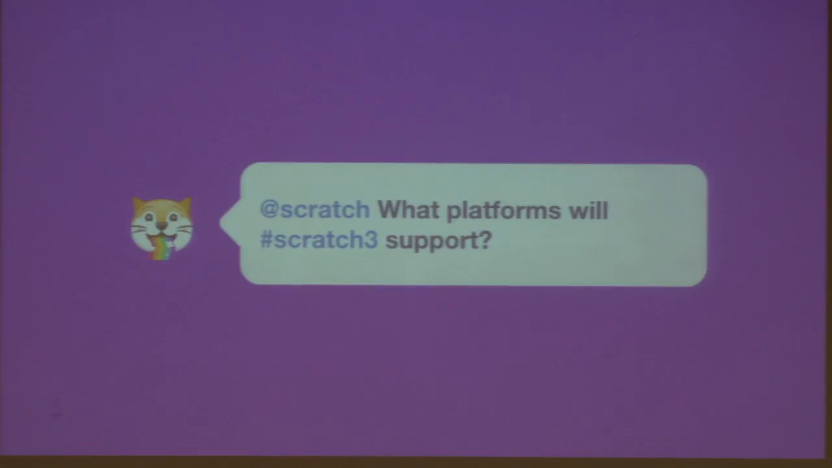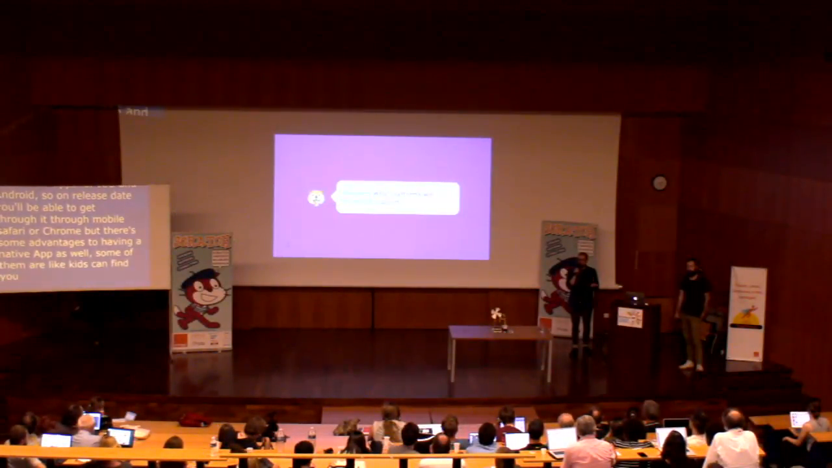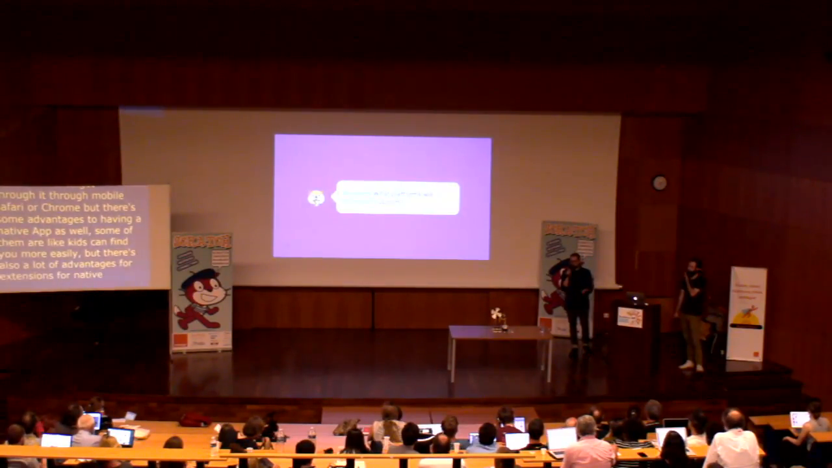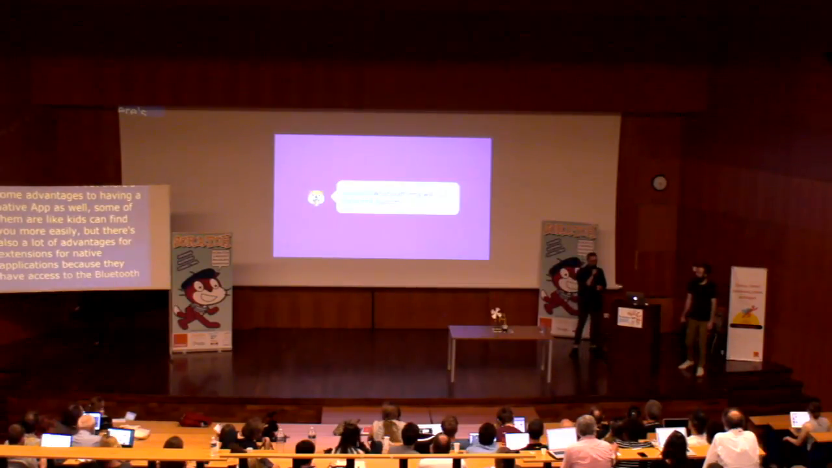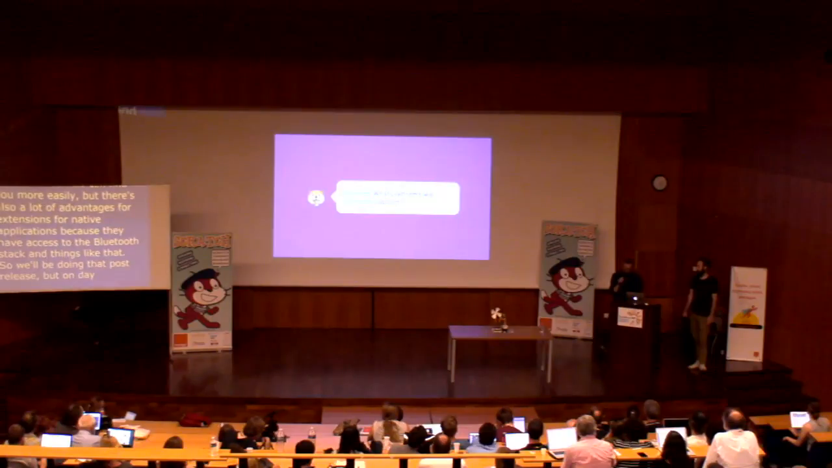After release, we'll be looking into native apps for iOS and Android. So on release date, you'll be able to get to it through the browser, either through mobile Safari or Chrome. But there's some advantages to having a native app as well. Some of them are like kids can find you more easily, but there's also a lot of advantages for extensions for native applications because they have access to the Bluetooth stack and things like that. So we'll be doing that post-release, but on day one, it'll work.